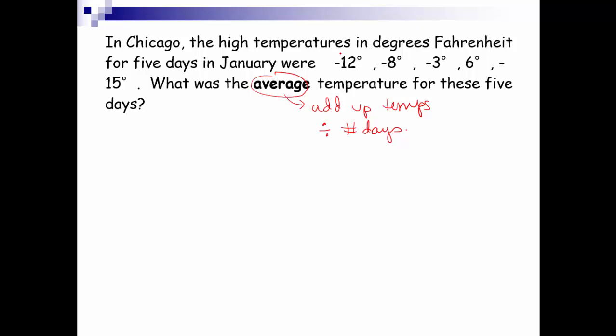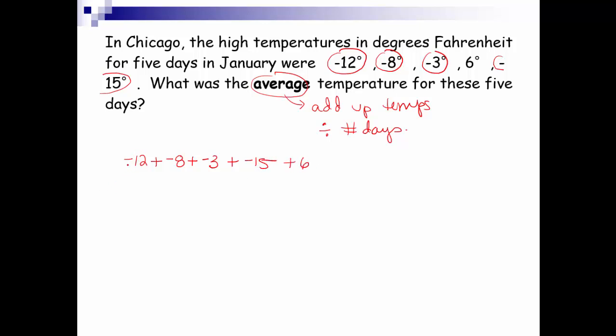So that's what I'm going to do. I'm going to add up all the temperatures, but we've talked before, sometimes it's easier to combine all our negatives. That's a negative 15 there. Combine all our negatives, combine all your positives, and then in the last step, put your positives and negatives together. So we have negative 12 plus negative 8 plus negative 3 plus negative 15, and then at the end we'll add on that positive 6.